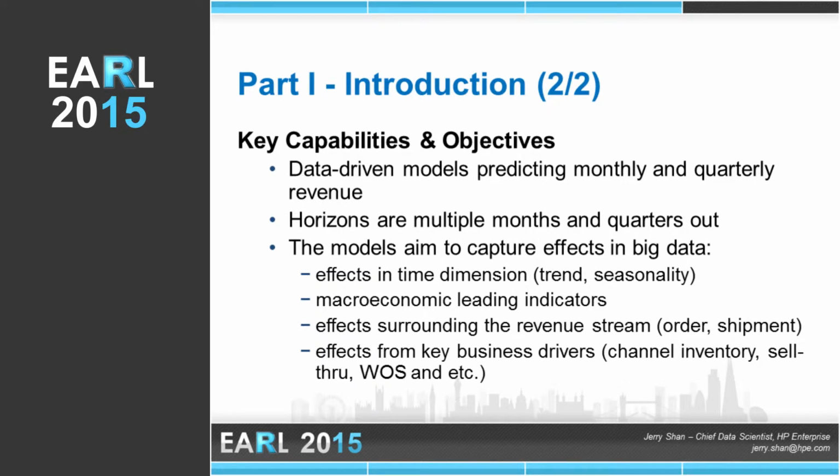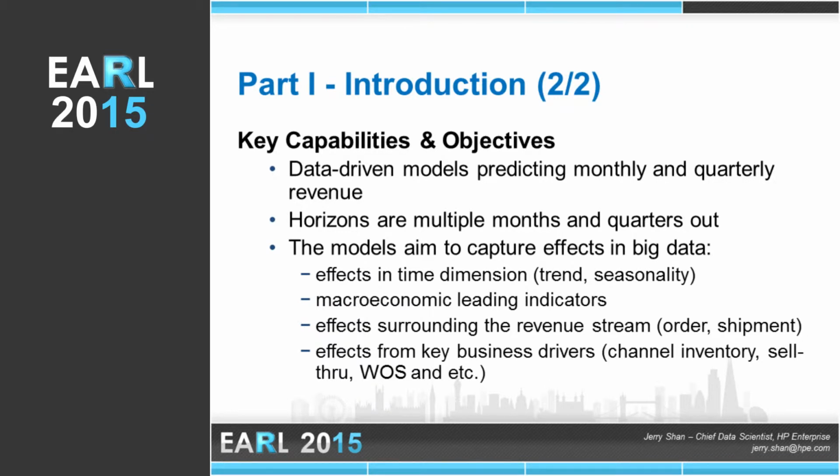The horizons I mentioned are short term, 1 to 3 months, but down the road we want to expand to multiple months and multiple quarters. And then the models aim to capture effects in a 360-degree view. The first is around the time dimension. We all know in the time dimension you have seasonal effects, short-term seasonality and long-term seasonality. You also have trend, short-term and long-term trend effects. And also related are event-related effects. So that's all around the time dimension.